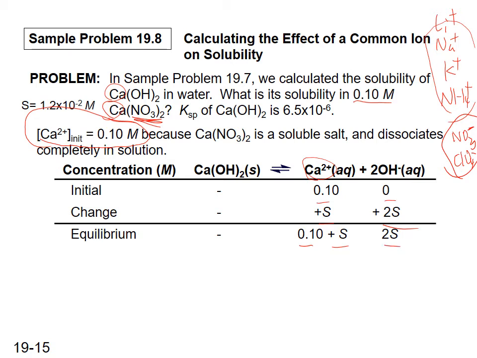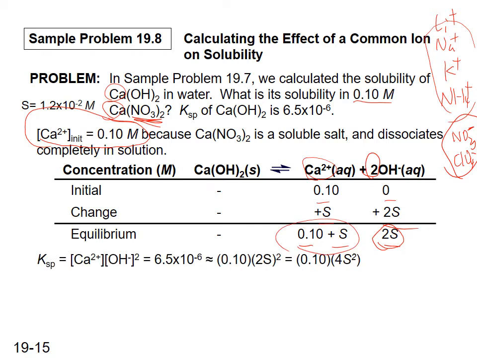And then we write Ksp. So Ksp should be 2S squared. Note you have the 2: 2S squared times 0.1 plus S. Here, if we assume solubility is very small, then 0.1 plus S can be approximated by just 0.1. And then 2S squared becomes 4S squared.